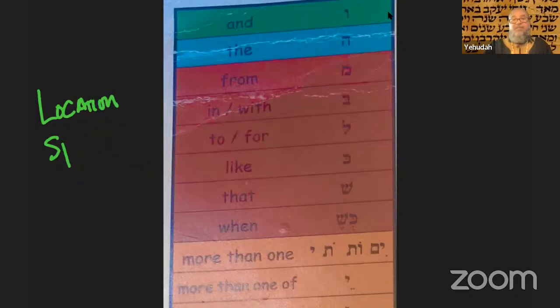And as you can see, there's 1, 2, 3, 4, 5, 6. There's 6 of them. Okay. And that's all. And once you learn those, it's never going to change. There's no additional ones that you have to worry about.